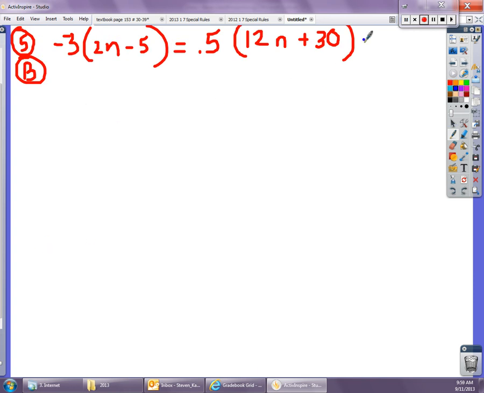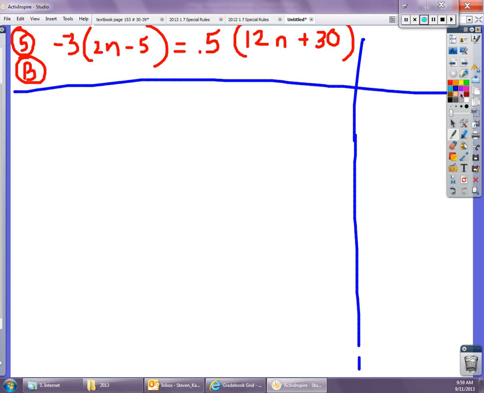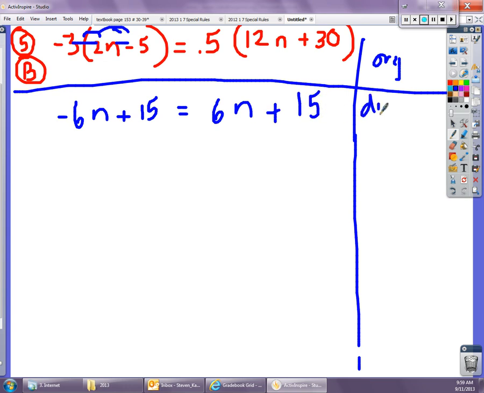Here, number 5, I'm going to go ahead and draw my 2 columns because I have to justify, and this is also letter choice B. First of all, that's the original equation. First thing I'm going to do is distribute. So I'm going to distribute the -3 to both terms in there. I get -6n plus 15, because -3 times -5 equals 15. And I'm going to distribute the 0.5, which, when you multiply by 0.5, is like dividing by 2. You're left with 6n plus 15. And the reason why I did that, I had that line, I distributed, so that's the distributive property.